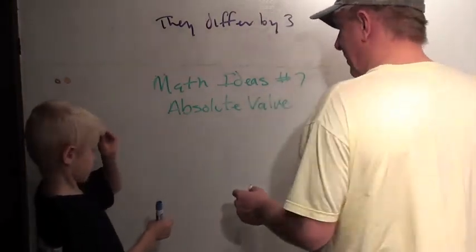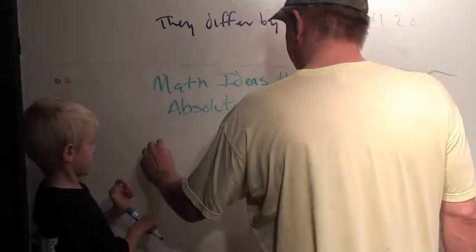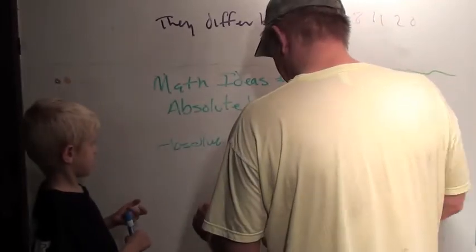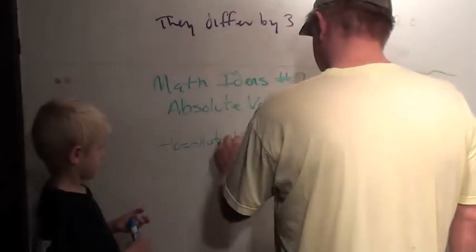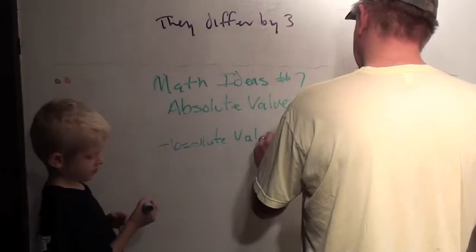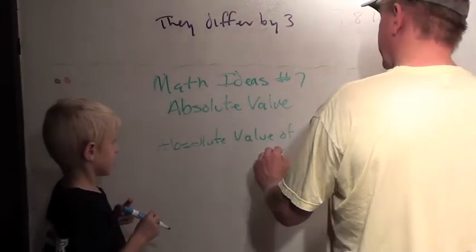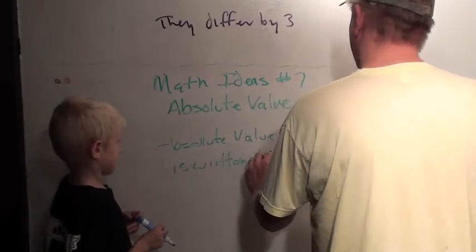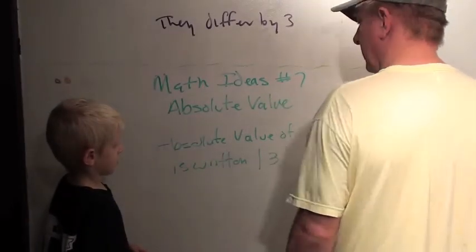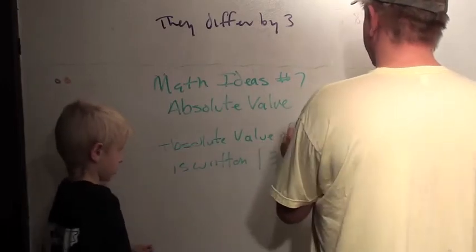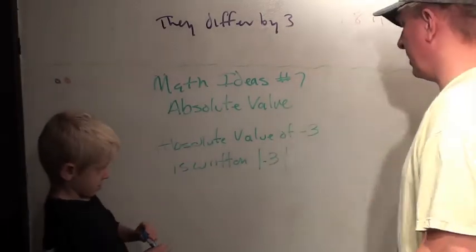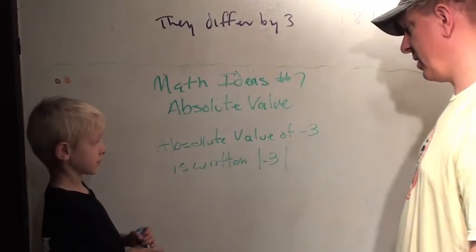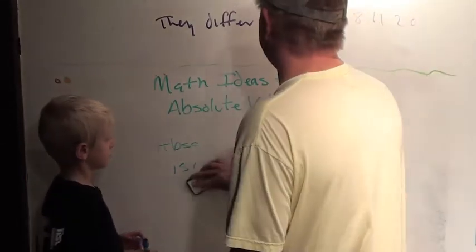It has a funny way of writing it too. You write the absolute value of 3 like this with 2 bars around it. And the absolute value of minus 3 is written with bars around it like that. So when you see 2 bars around a number, that means absolute value. Okay? Now what does absolute value mean?